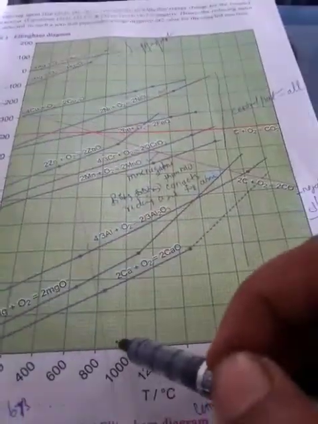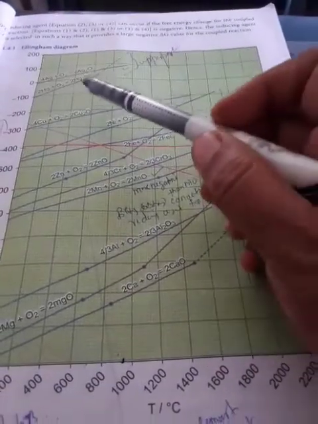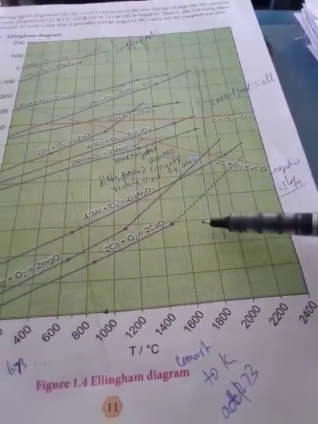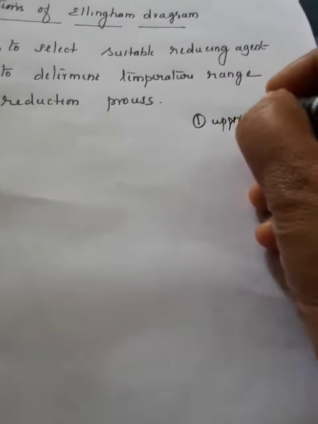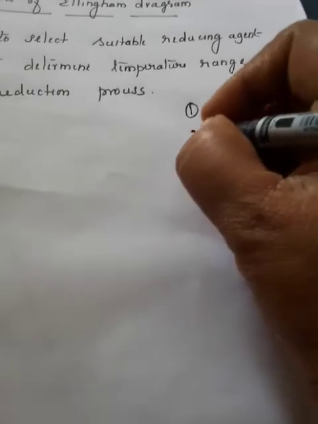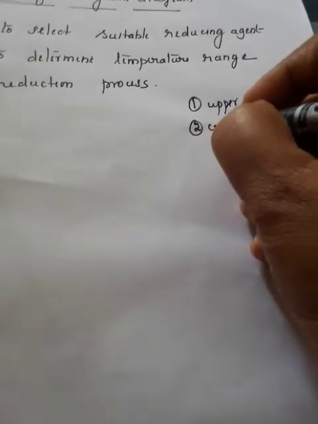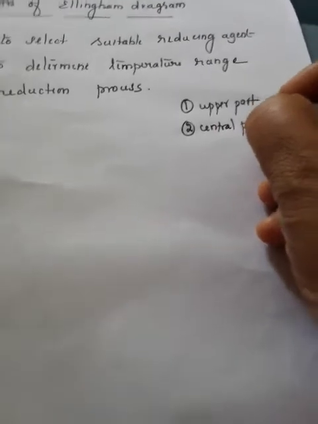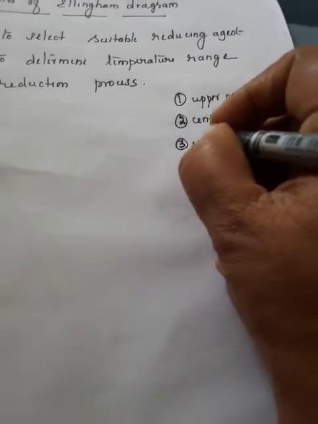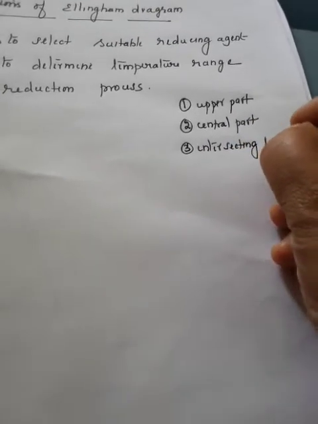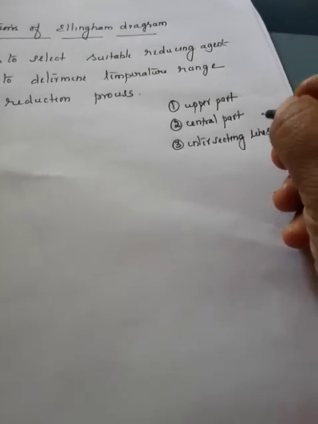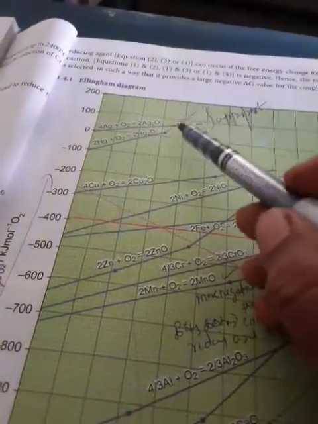This diagram is first divided into three parts: the upper part, the central part, then the intersecting lines. Number one, upper part. Number two, central part. Third one, intersecting lines. This is the upper part.